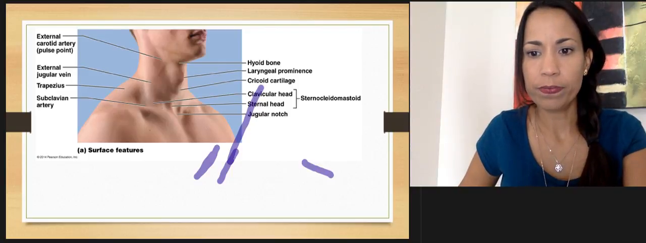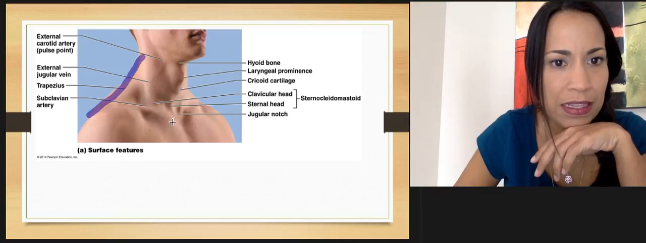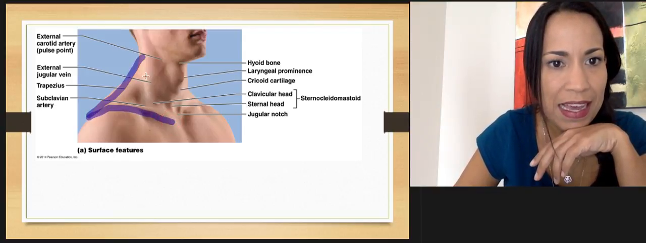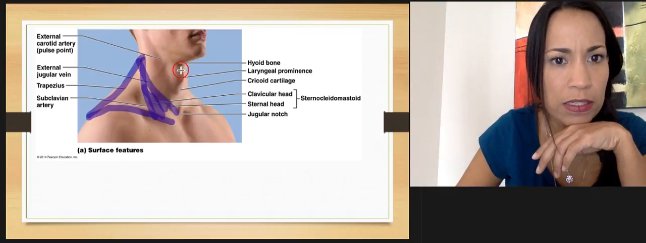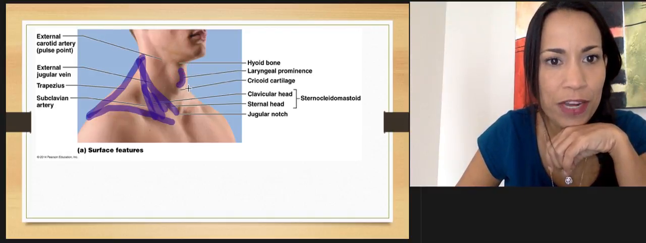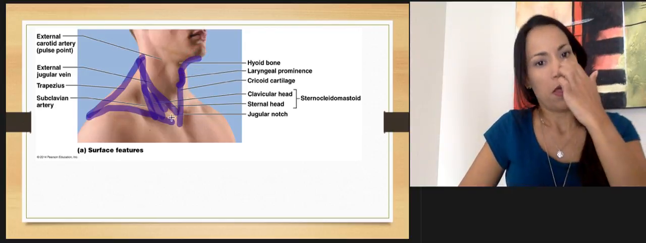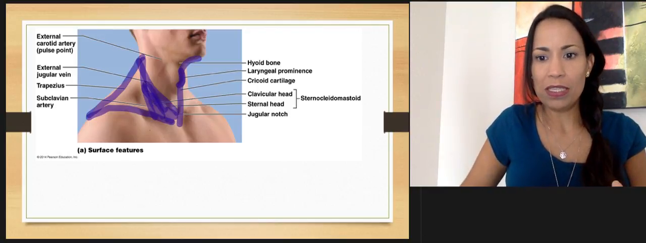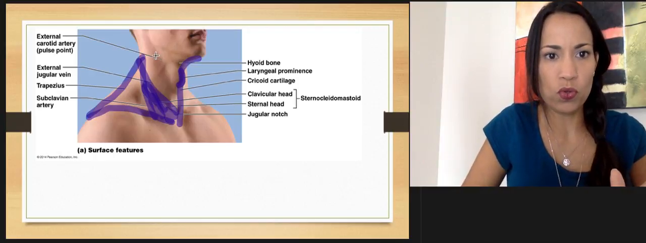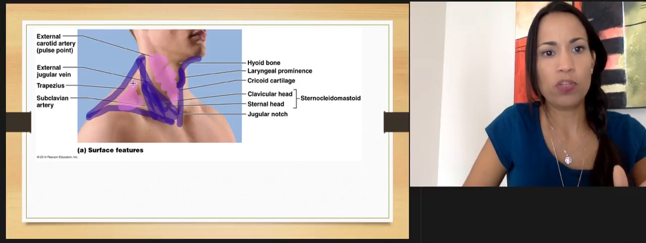Okay, in here, what we can see, again, trapezius muscle, the clavicle, right? And the sternocleidomastoid from here to here. And in here we have the midline. Well, look at this laryngeal prominence. That's your thyroid cartilage. So all of this is the midline of your neck. So just like that, you can see that we have drawn two triangles. This is the anterior triangle and this is the posterior triangle.